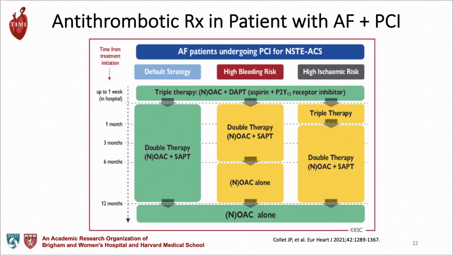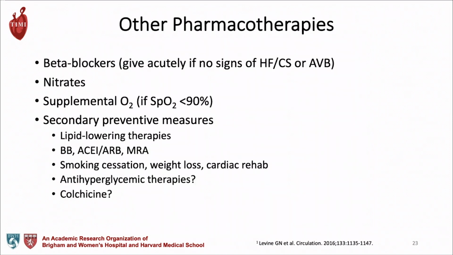And so the default strategy here is a brief period of triple therapy while the patients are in the hospital, and then dropping the aspirin, and then patients continue on oral anticoagulation and single antiplatelet therapy. For patients that are at particularly high bleeding risk, you may pull off all antiplatelet therapy after about 6 months. And for patients that are at particularly high ischemic risk, triple therapy may be continued for up to a month.